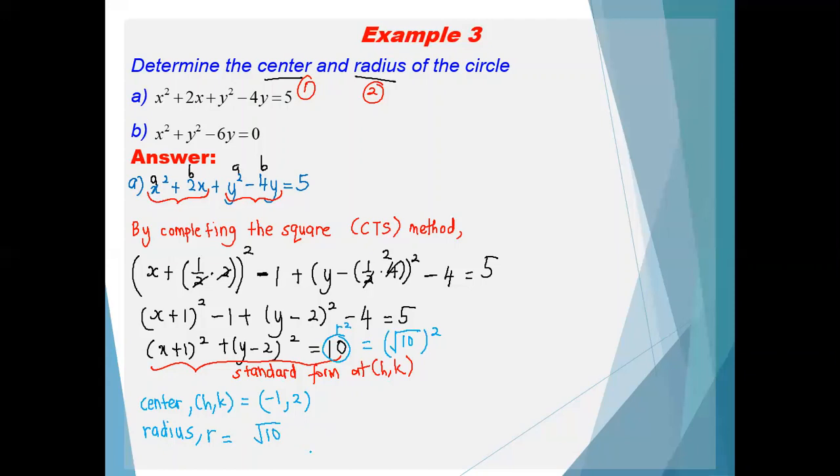Okay, how about B? B saya nak awak try buat sendiri. Here you kena buat completing the square method. How about B? Try on your own.